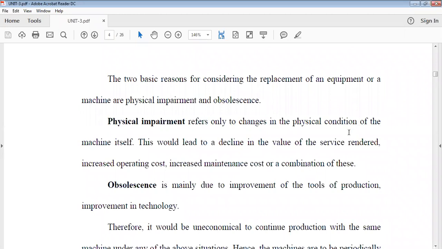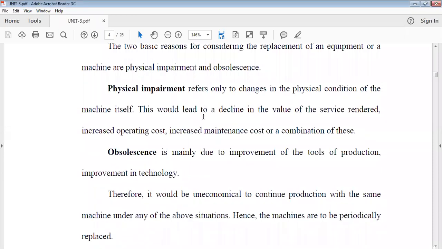Physical impairment refers to the physical condition of the machine itself. This would lead to the decline in the value. So if you change the physical position of the particular machine, automatically the machine loses its value, and therefore there is increased operating cost, increased maintenance cost, or both. And sometimes if you alter the machine by adding certain electronic components and making it work in a different manner, the maintenance cost or operating cost is going to increase.